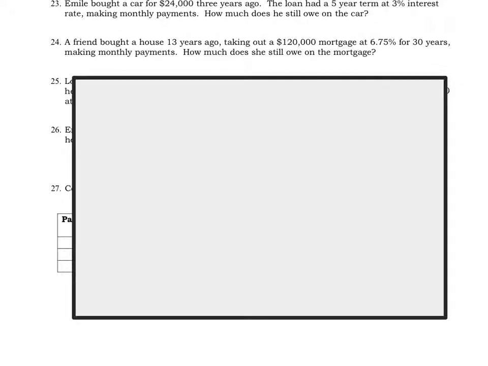Finance practice exercises number 24. A friend bought a house 13 years ago, taking out a $120,000 mortgage at 6.75% for 30 years. So the time on this mortgage was 30 years, making monthly payments. How much does she still owe on the mortgage?